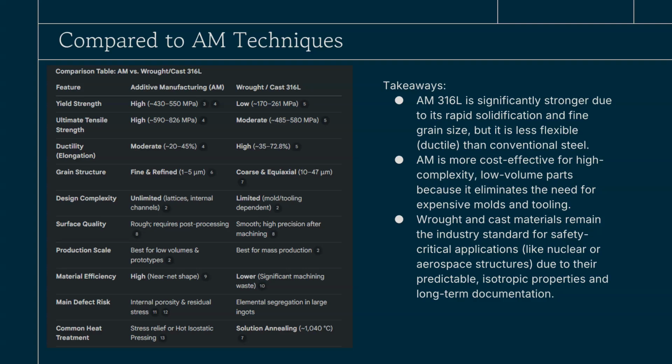The main defect risk is elemental segregation in large ingots for Wrought 316L. The common heat treatment is solution annealing at 1040 Celsius, as mentioned before. So the key takeaways are that additive manufacturing 316L is significantly stronger, and additive manufacturing is more cost-effective for high complexity. Wrought and cast materials remain the industry standard for safety-critical applications such as nuclear or aerospace structures due to their predictable isotropic properties and long-term documentation.